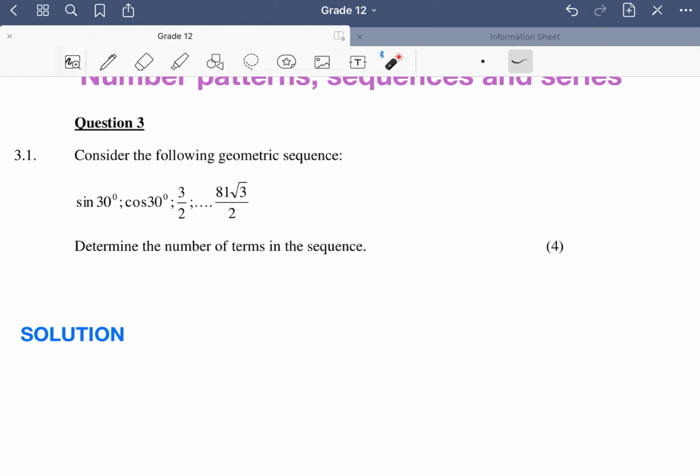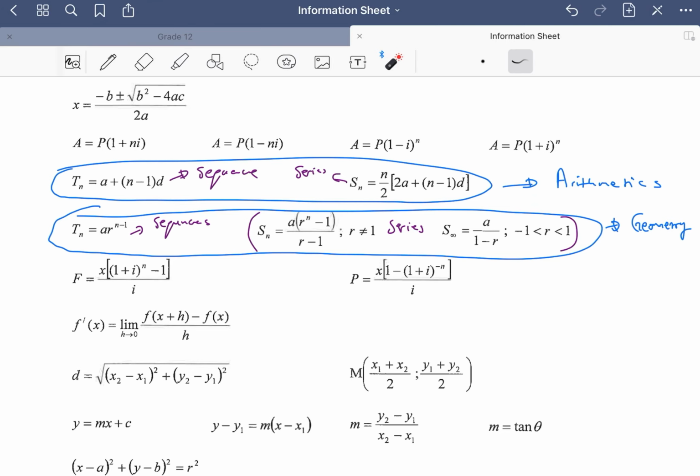The nice thing about geometric sequences, as also arithmetic sequences and series, is we have this already in our information sheet. Our information sheet tells us exactly the equations that we need to remember. So we have the arithmetic equations on our information sheet, and we talked about that in our previous video. We mentioned that this is your sequence and this is your series for your arithmetic sequences and series. And then for geometric sequences and series, this is the formula for sequences.